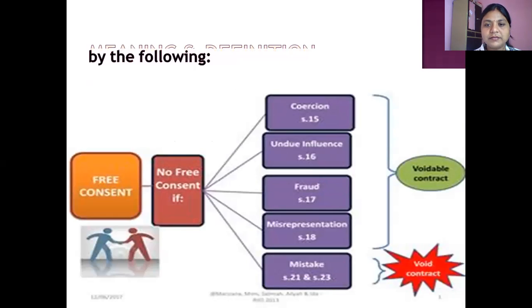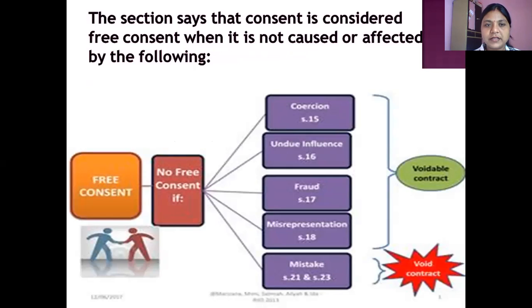So there are 5 points which we need to know, that the consent is not free if it is caused by coercion, undue influence, fraud, misrepresentation, and mistake. The first four make the contract voidable, and because of mistake, the contract becomes void. I am very sure that you are all aware of what a voidable contract and a void contract are.